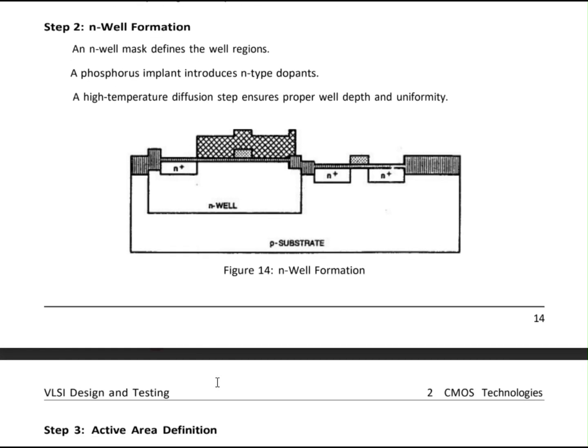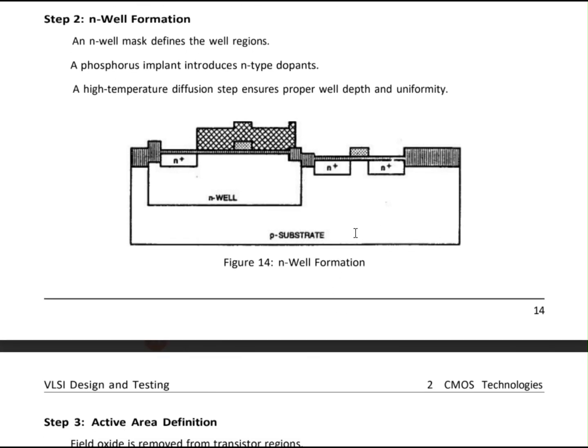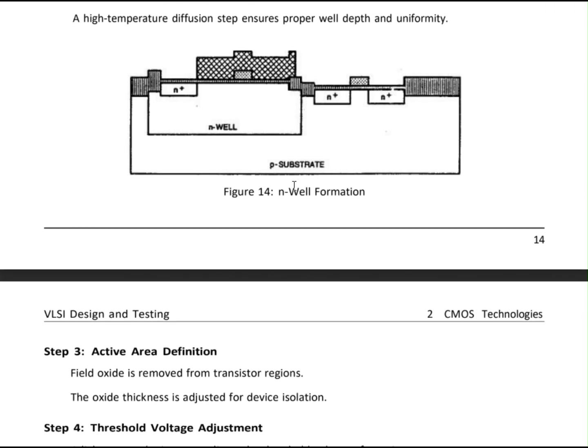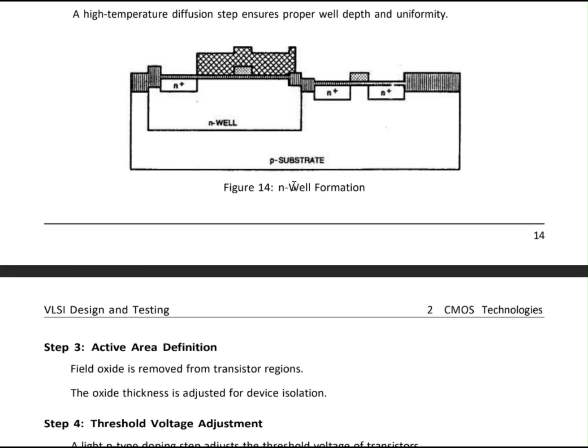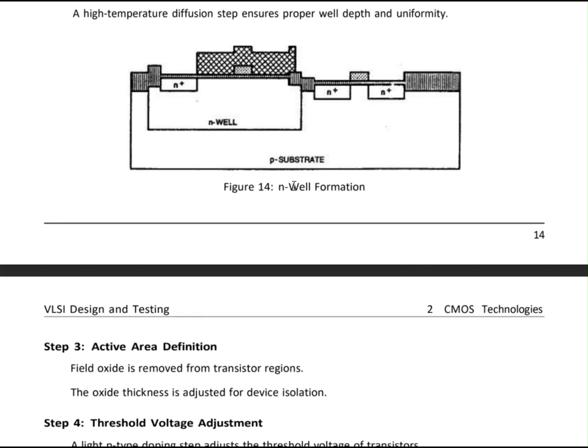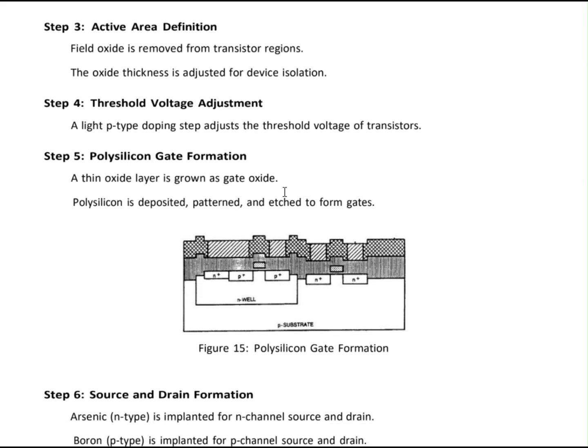Step 2 is N-well formation. On the P substrate, the N-well is formed and a phosphorus implant introduces the N-type dopants, and a high temperature diffusion step ensures proper well depth and uniformity. The third step is active area definition, in which the oxide thickness is adjusted for the device to be in the isolation region. The next step is threshold voltage adjustment. A light P-type doping step adjusts the threshold voltage of transistors.